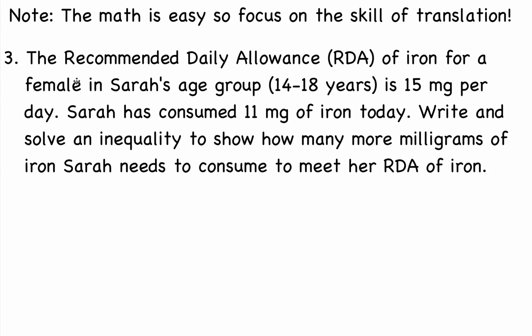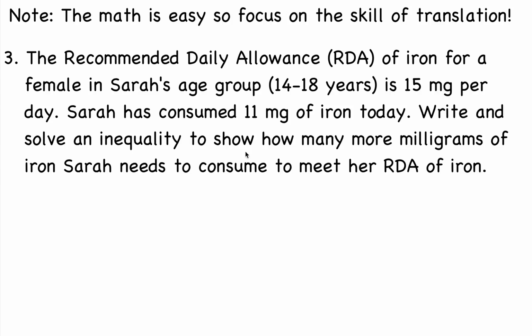The recommended daily allowance of iron for a female in Sarah's age group, which is 14 to 18 years old, is 15 milligrams per day. Sarah has consumed 11 milligrams of iron today. Write and solve an inequality to show how many more milligrams of iron Sarah needs to consume to meet her recommended daily allowance. Well, obviously you can look at the problem and recognize she needs at least 4 more milligrams to reach her recommended daily allowance.